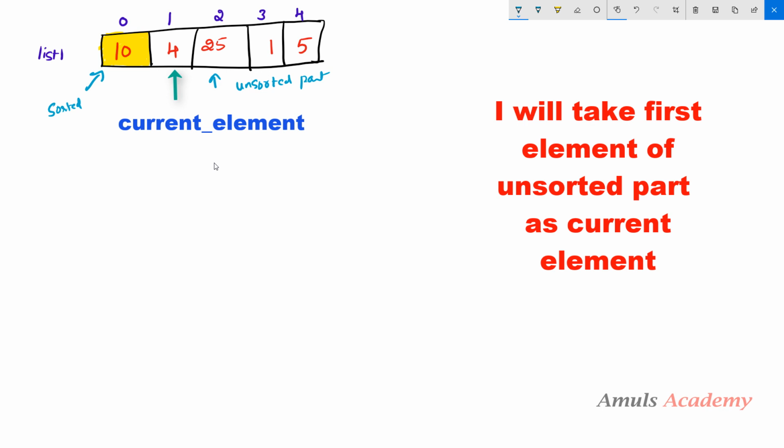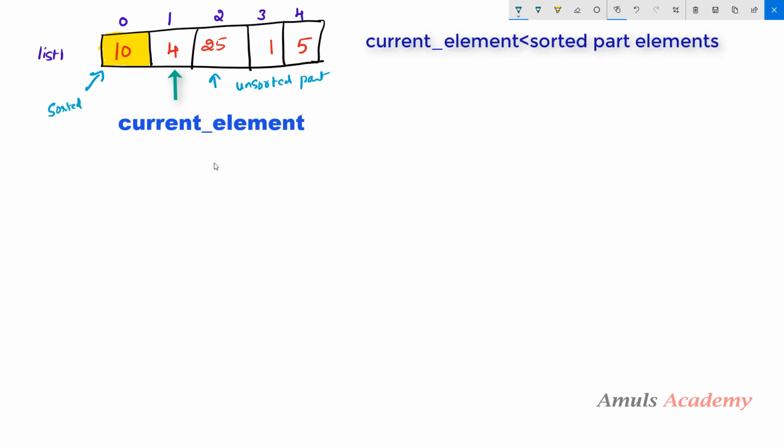Here we can see in the sorted part there is only one element, that is 10. So I need to compare 4 with 10. I need to check whether 4 is less than 10. True, right? 4 is less than 10. If this condition becomes true, then I need to move this 10 to the right side. That means we found the new place of 4. 4 should be present before 10. So I need to move this 10 to the right side. That is, 10 will come here at index 1.